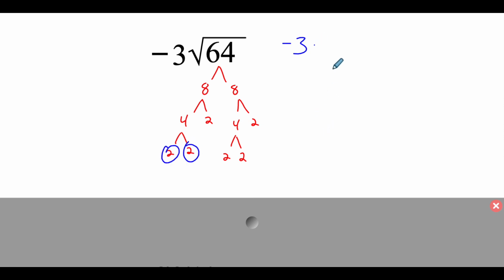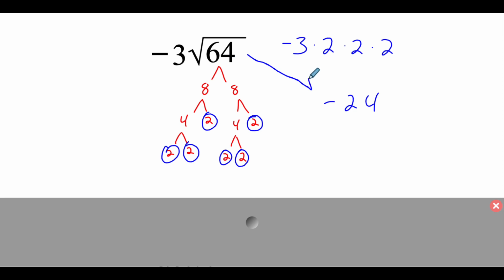So right here, I see a pair of 2's, so we're going to take that out. Over here, I see another pair of 2's, so we're going to take that out. And then I also see one more pair of 2's, so I'm going to take that one out. Now I notice that there are no numbers left over that didn't get paired up, so that tells me that I'm no longer going to have a square root in my final answer, but I do need to multiply all of this stuff together. So negative 3 times 2 is negative 6, negative 6 times 2 is negative 12, and negative 12 times 2 more is negative 24. So negative 3 root 64 simplifies down into negative 24.